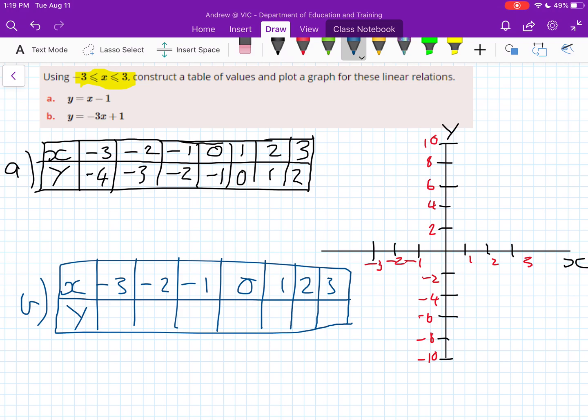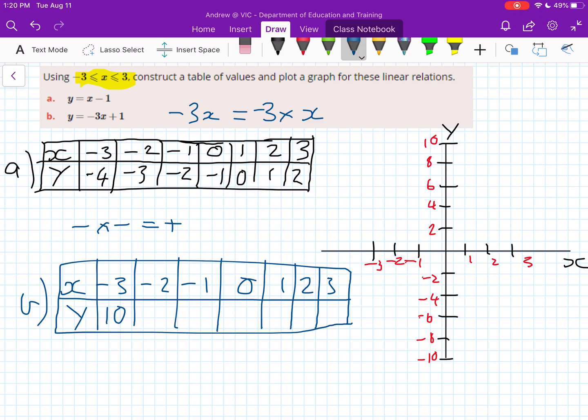We've got y is equal to -3x plus 1. Just remember -3x means -3 times x. So our y value is going to be -3 times x plus 1. So we work this out. -3 times 3 is -9 plus... -3 times -3 is 9, and a negative times a negative makes a positive. Just remember that. So -3 times -3 is 9 plus 1, so that's 10.